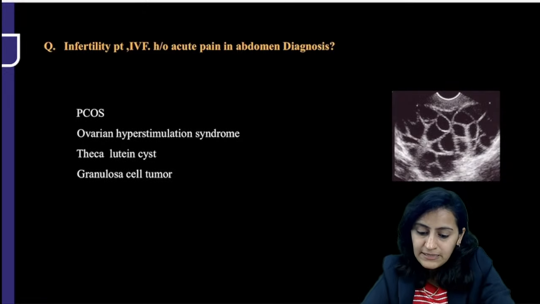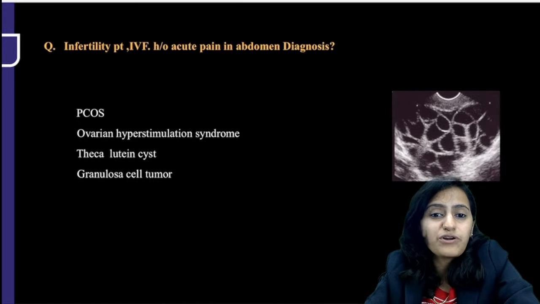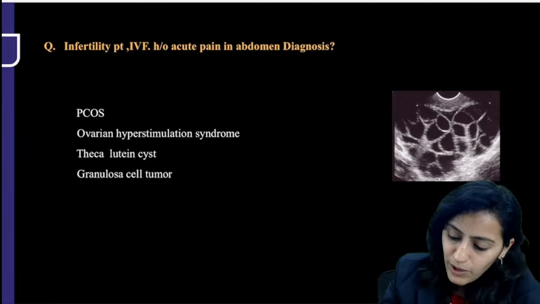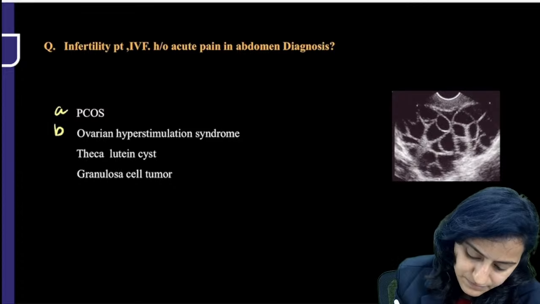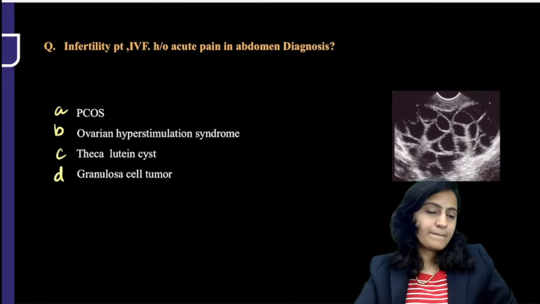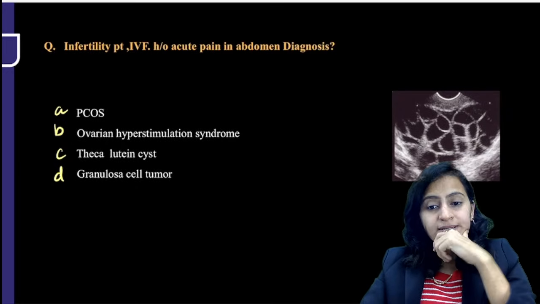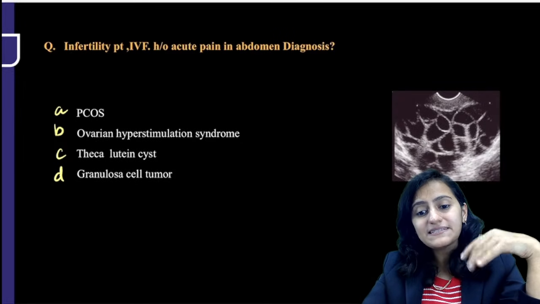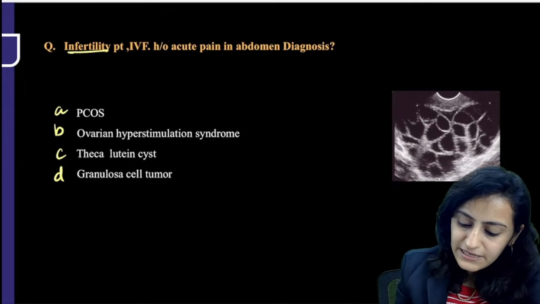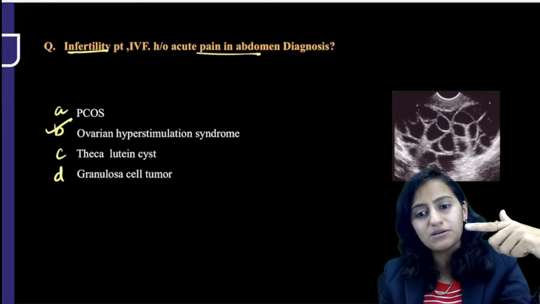Next question. An infertility patient undergoing treatment for IVF now has a history of acute pain in the abdomen. What is the diagnosis? The history itself is enough in this case to make the diagnosis. Infertility patient, acute pain in abdomen. This is going to be ovarian hyperstimulation.